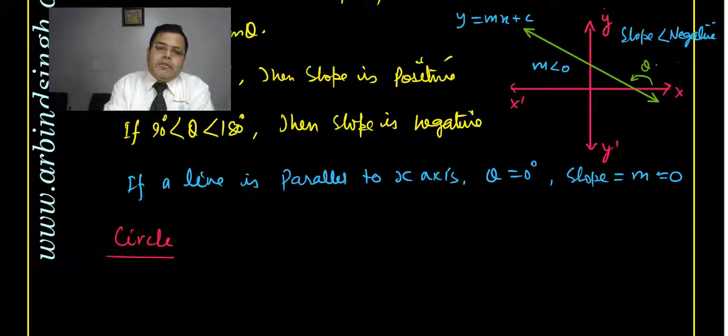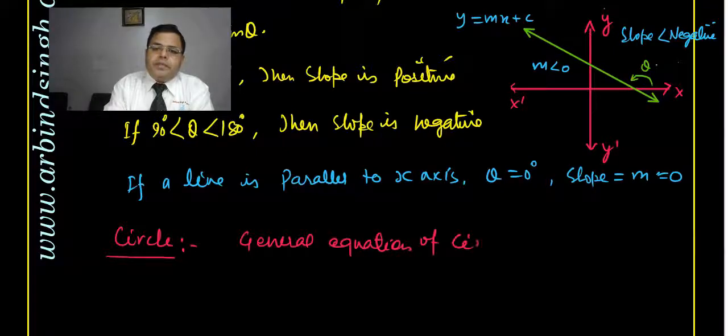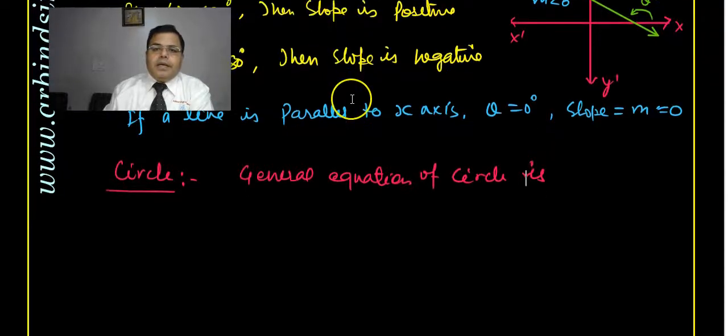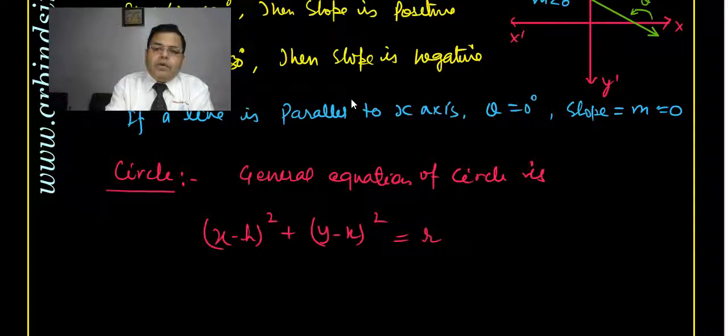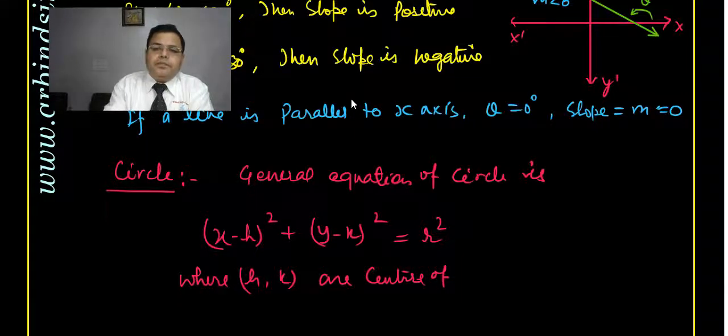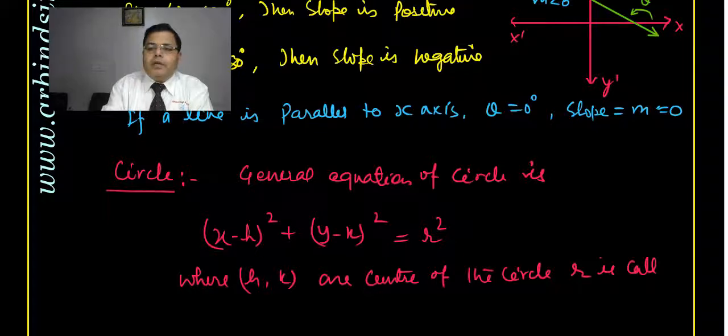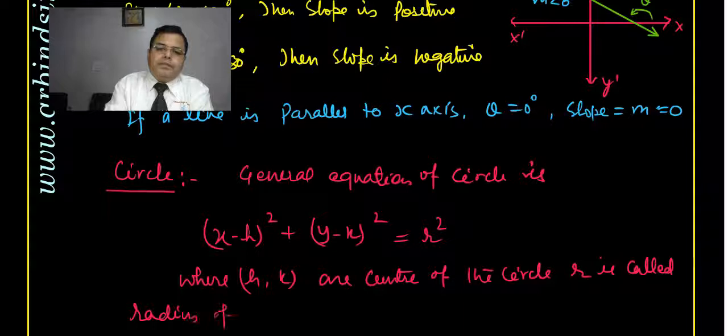Now, apart from the line, there is another thing which you need to learn, that is the circle. So what is a circle? A circle is the locus of a point which moves in such a way that... The general equation of a circle is (x minus h) whole square plus (y minus k) whole square is equal to r square, where h and k are the center of the circle, and r is called the radius of the circle.